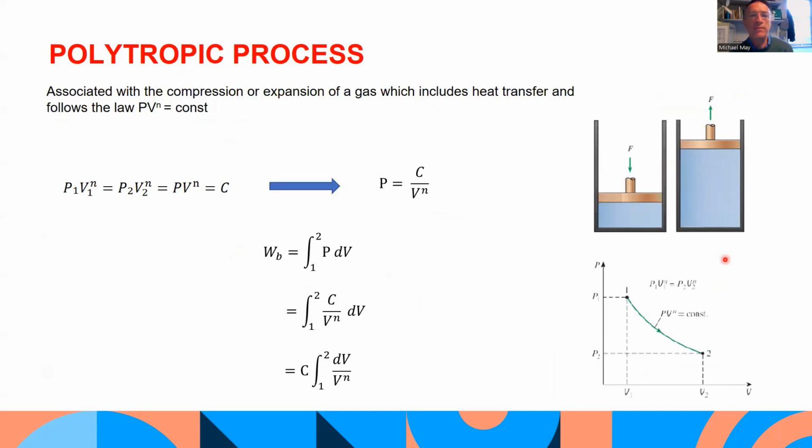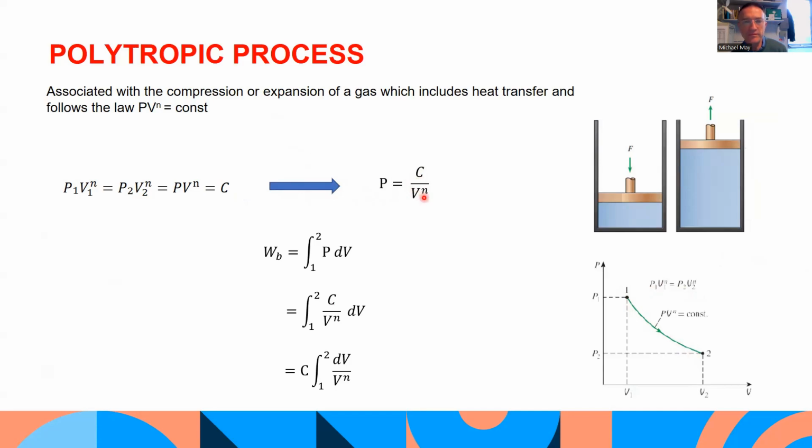The next one is a polytropic process. The derivation for the polytropic is the same as the derivation for the adiabatic, so we'll derive the polytropic process now. It's associated with the compression or expansion of a gas, which includes heat transfer and follows the law PV to the power of n equals constant. So P1 V1 to the power of n equals P2 V2 to the power of n, and so on. We can rearrange that expression and get P equals C over V to the power of n.